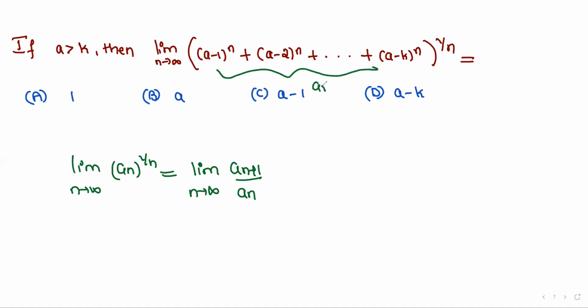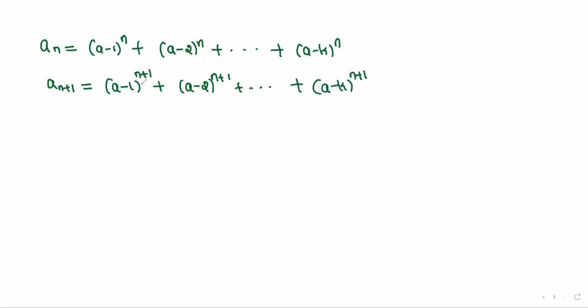Take this term as an. Then an plus 1 is (a minus 1) power n plus 1 plus (a minus 2) power n plus 1 plus so on up to (a minus k) power n plus 1. Consider the limit of an plus 1 divided by an as n tends to infinity.